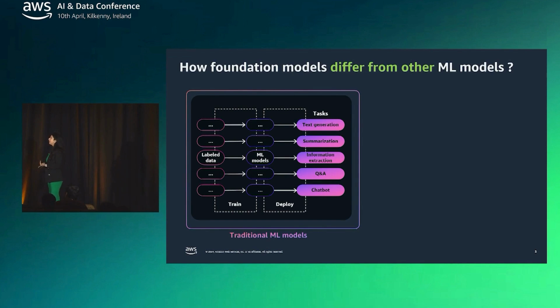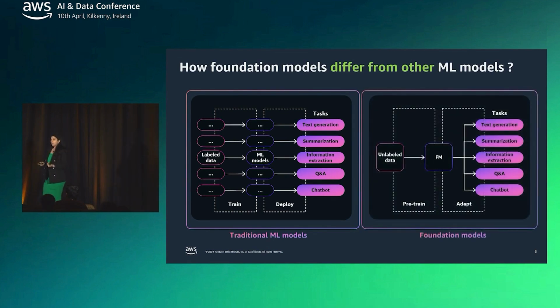Whereas for foundational models, instead of gathering labeled data for each model and training multiple models, you just provide unlabeled data of different types. And this is vast amounts of data I'm talking about, right? So you train it against vast amounts of unlabeled data to enable you to do the different tasks.